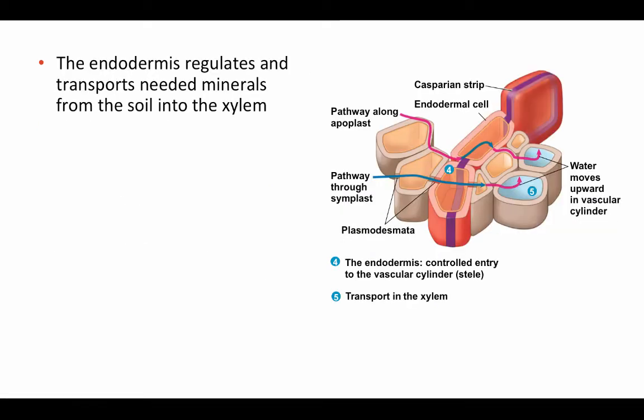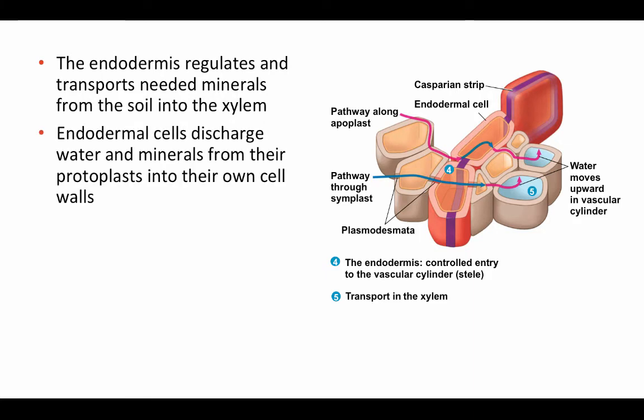So the endodermis regulates and transports needed materials from the soil into the xylem. And remember that the cells of the xylem, the tracheids and the vessel elements, are non-living tissue. They're part of the apoplast, so they can't take up this material.